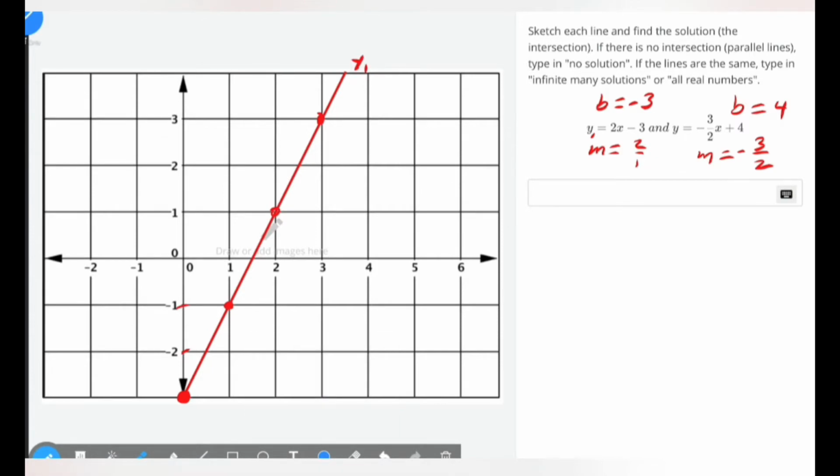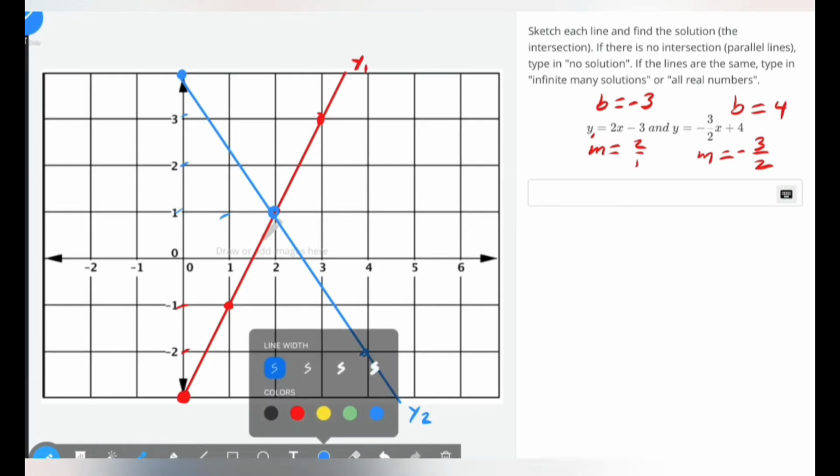Now we do the same thing for the second line. You start at 4, which is right here. Then you go down 3 over 2. 1, 2, 3, 1, 2, which is right there, 3 over 2. Then you sketch a line. So that's y2. Okay, so the two lines cross at one point.